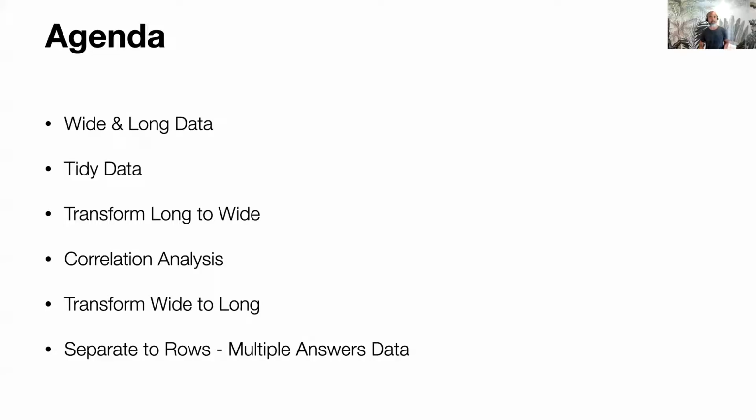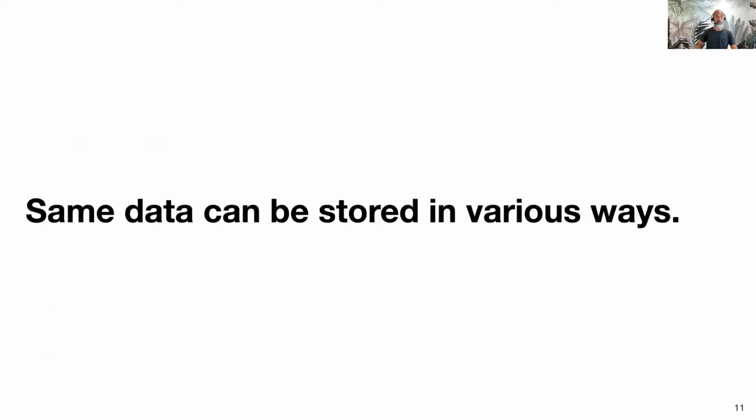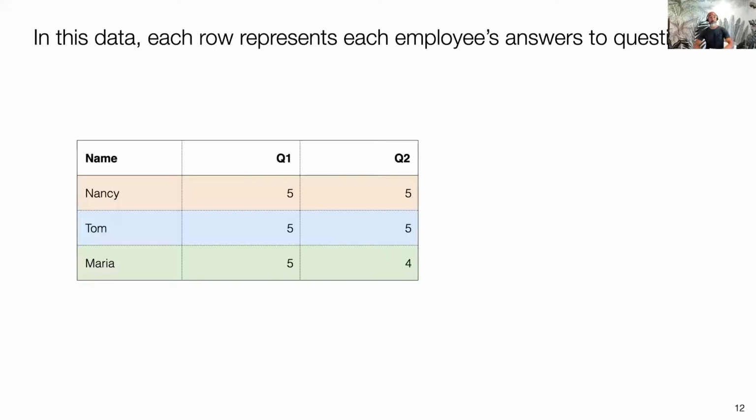Okay, so here is the agenda, and let's start with wide and long data. I think this concept is very important. The same data can be stored in various ways, and this is why you have to think about how to transform the data into the right format. For example, in this data we have 3 respondents, Nancy, Tom, and Maria, and we have 2 questions. Each row represents each user or customer and how they answered those questions.